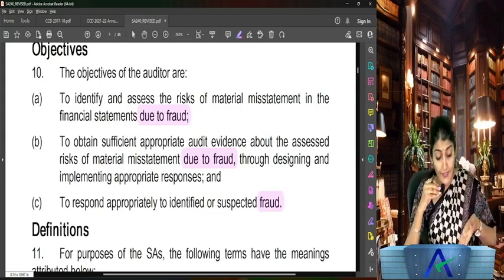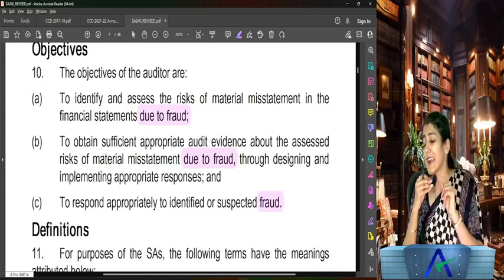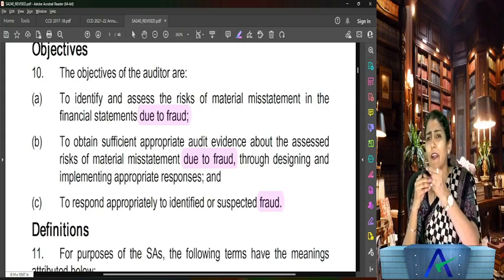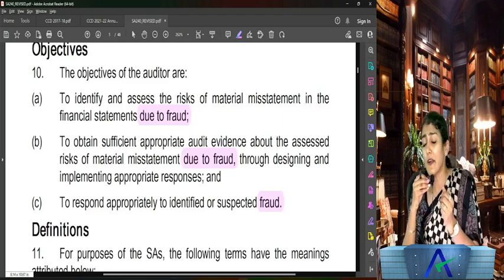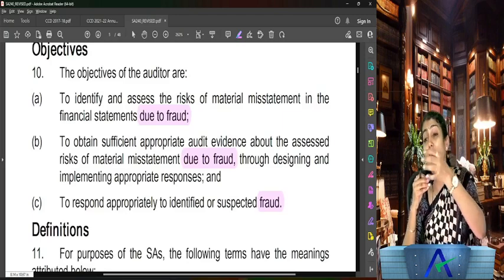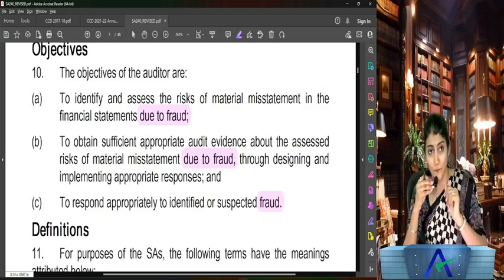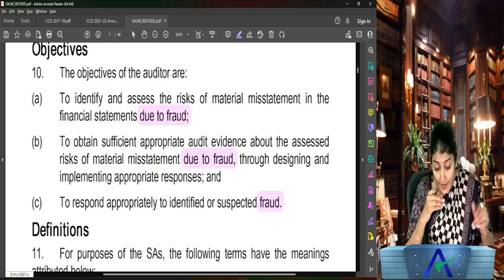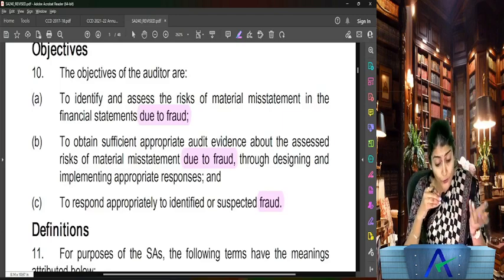SA 450, identified misstatement. What is the title of 450? Evaluation of misstatements identified during the audit. Here, instead of identifying a misstatement, I am saying it is an identified fraud. So, to add this due to fraud, fraud has not been there.